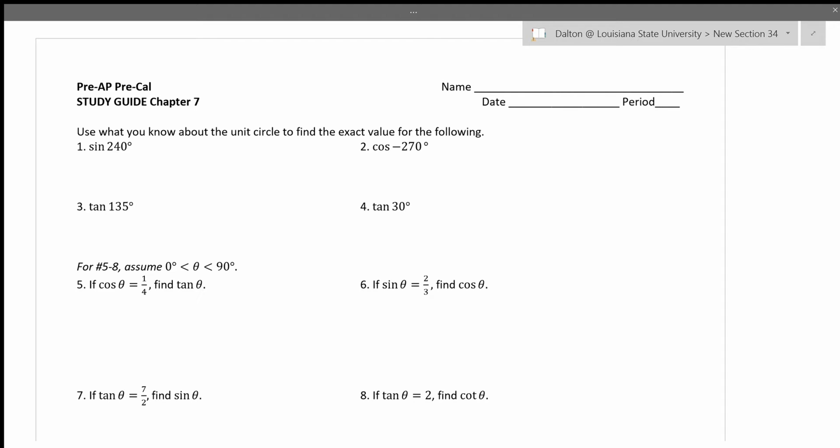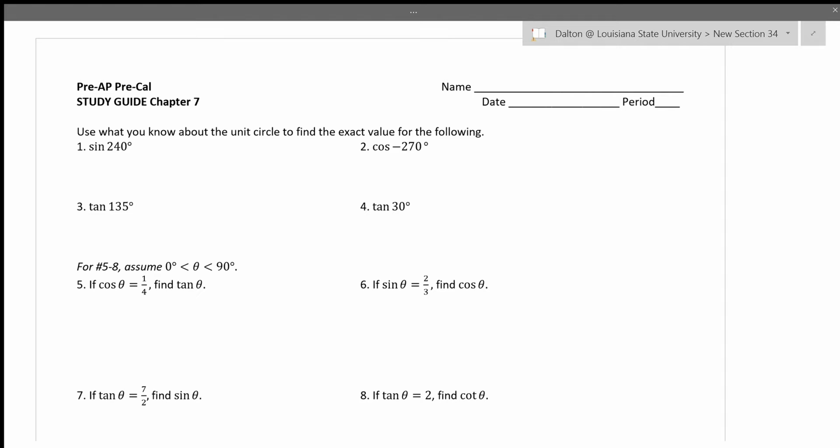I want to remind you that the 7.5 worksheet that you're doing also constitutes a part of your study guide to prepare you for your test, because none of those types of questions are on this study guide, but you do need to know how to do those for your test as well. Okay, here we go, page 1.